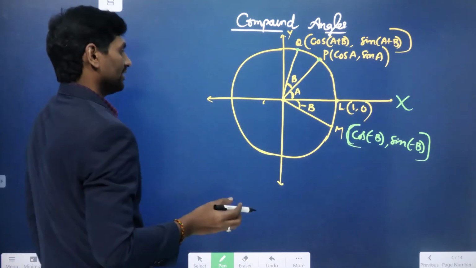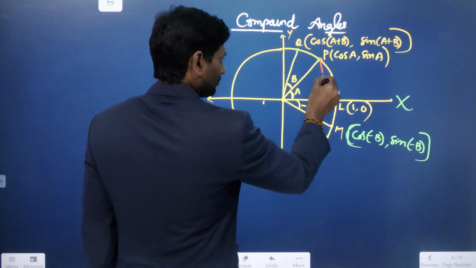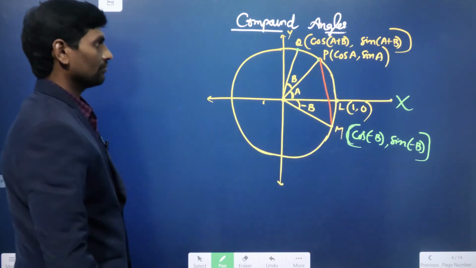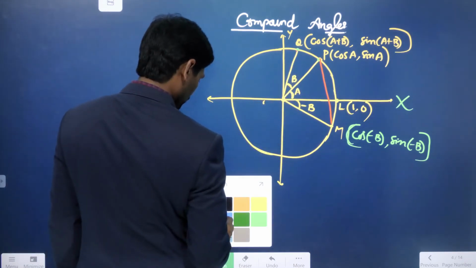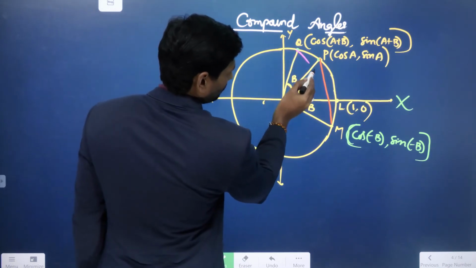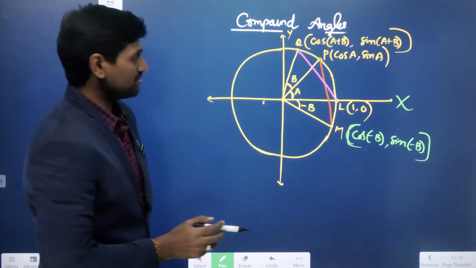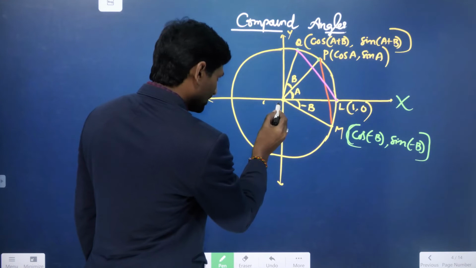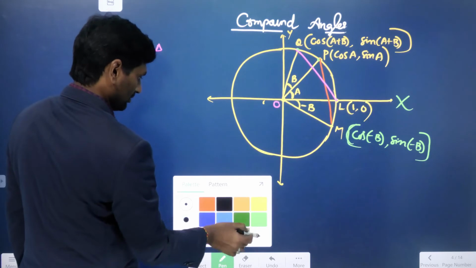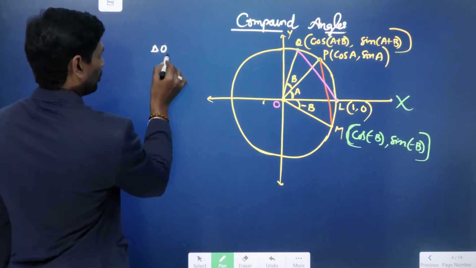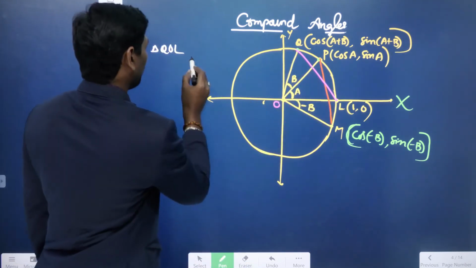Right. So let us try to join these two, and these two. Just observe the diagram. Let us take this letter O. We have two triangles: the first triangle QOL, and the second triangle POM.